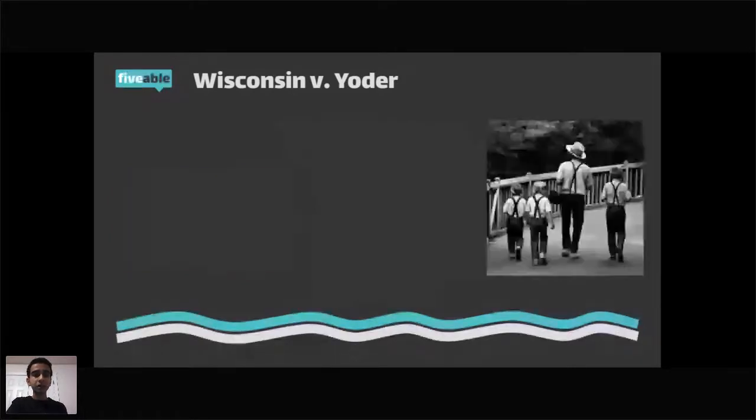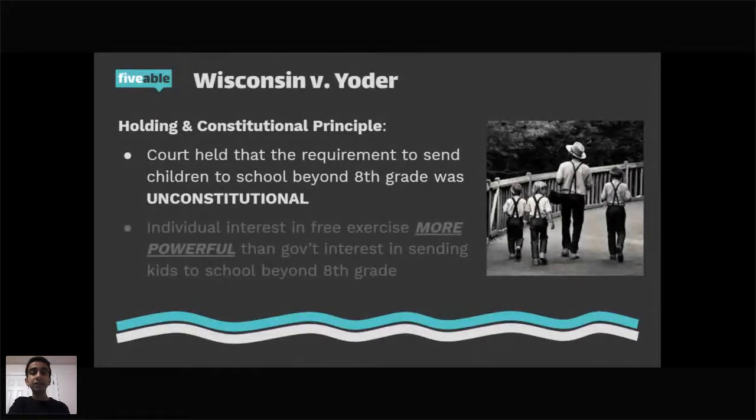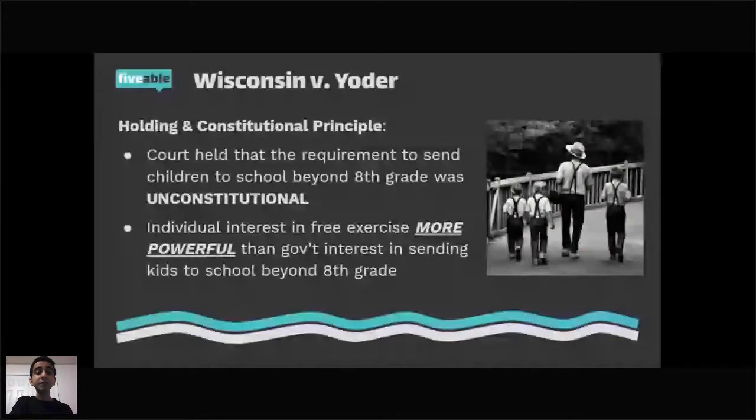So the holding and constitutional principle is that the court held that the requirement to send children to school beyond 8th grade was unconstitutional. They said you couldn't force the parents to send the kids to school past 8th grade, because the individual interest in free exercise is more powerful than the government interest in sending kids to school beyond 8th grade. So just remember that. That's kind of our short, one-phrase summary for this case: the individual interest in free exercise is more powerful than the government interest in sending kids to school.